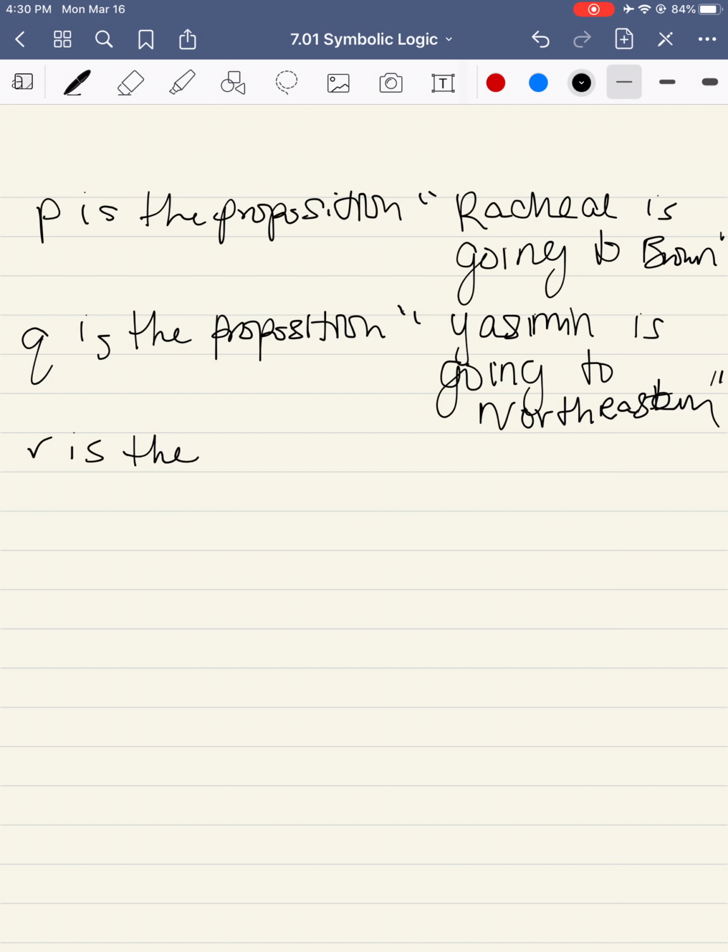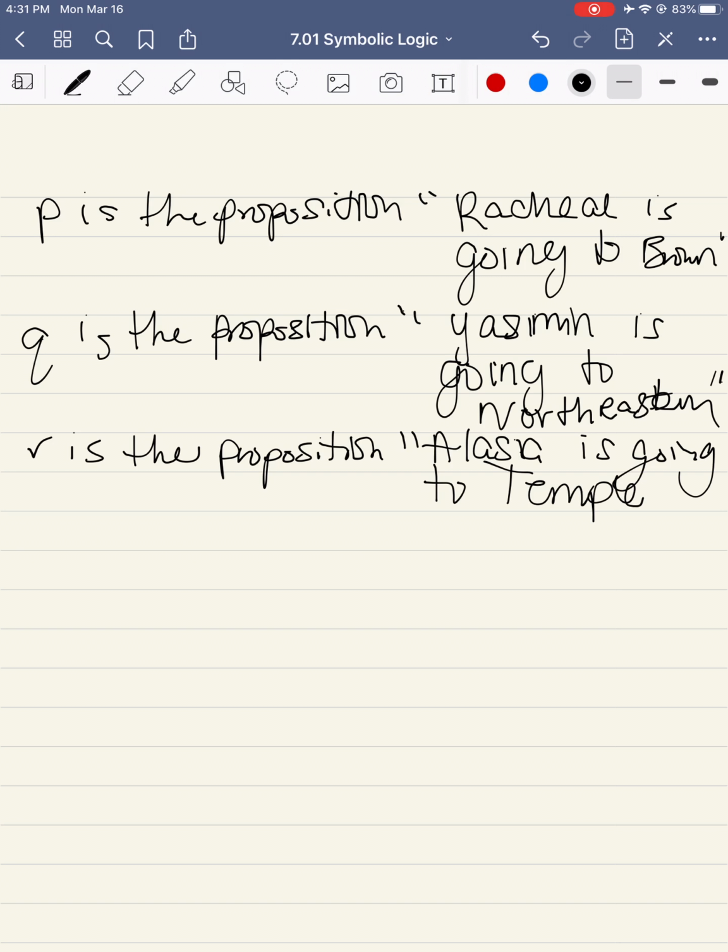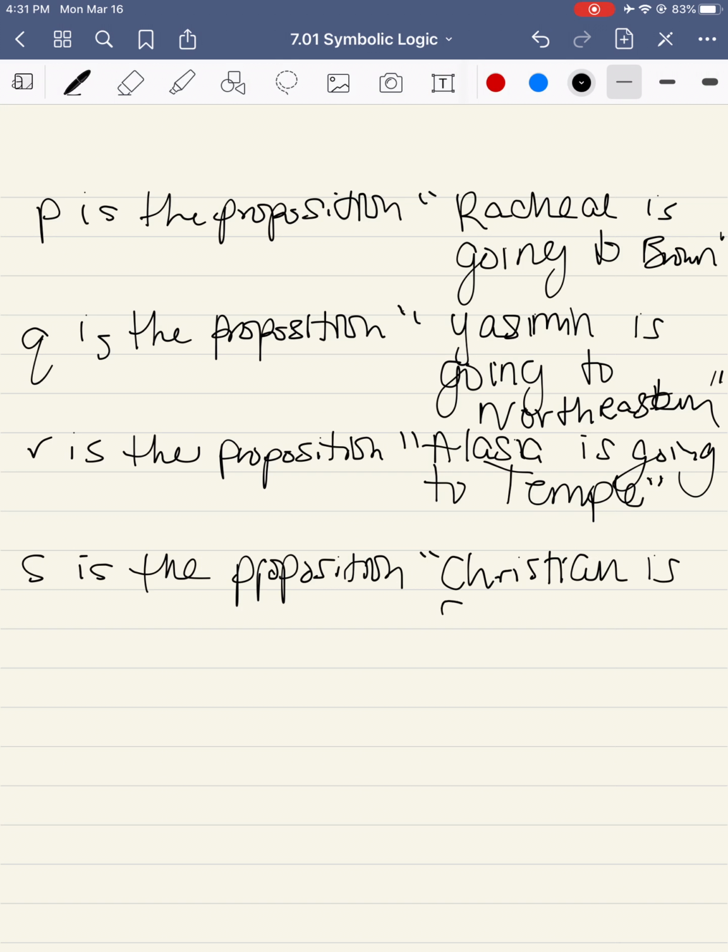So R is the proposition Alasia is going to Temple. And then the last proposition that we'll use is S. We have Christian is going to UConn. So we know that those last 2 statements, those are not true. Alasia is not going to Temple. Christian is not going to UConn. So those R and S are both false statements.